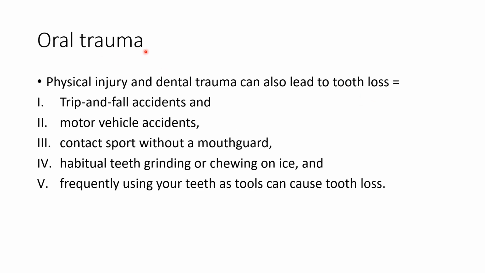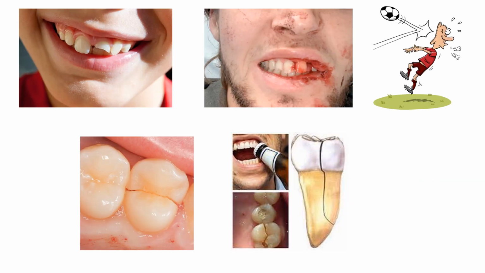Now, coming to oral trauma, there are some conditions. For example, school children, in their playing activities, might trip and fall. Sometimes people might get into motor vehicle accidents in which there is trauma to the teeth, in which the tooth may be lost completely or may be fractured. It may also occur in contact sports if you are not using a mouth guard. Sometimes habitual teeth grinding, also known as bruxism, or habits like chewing on ice can also cause tooth trauma. Frequently using our teeth as tools for opening bottles, opening pins, etc. can also lead to tooth loss.